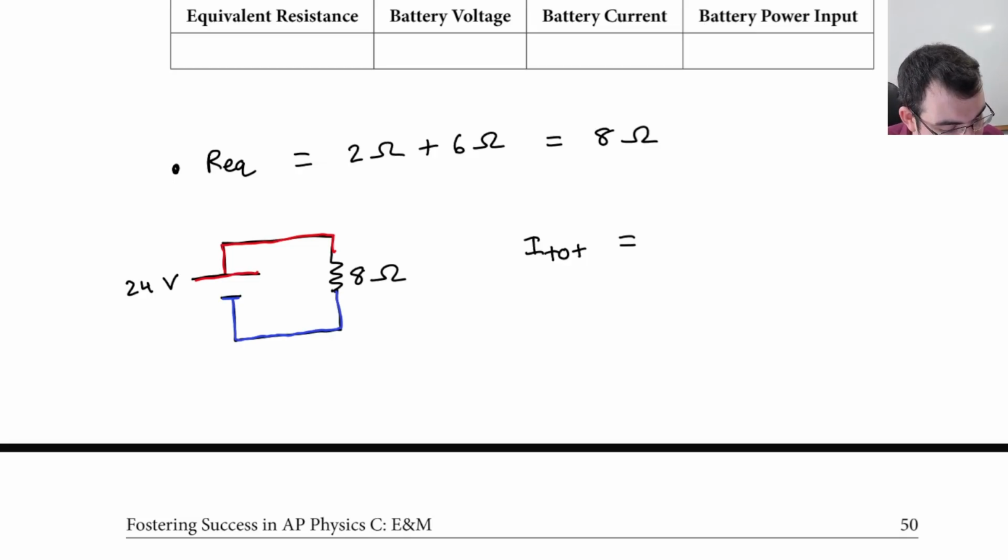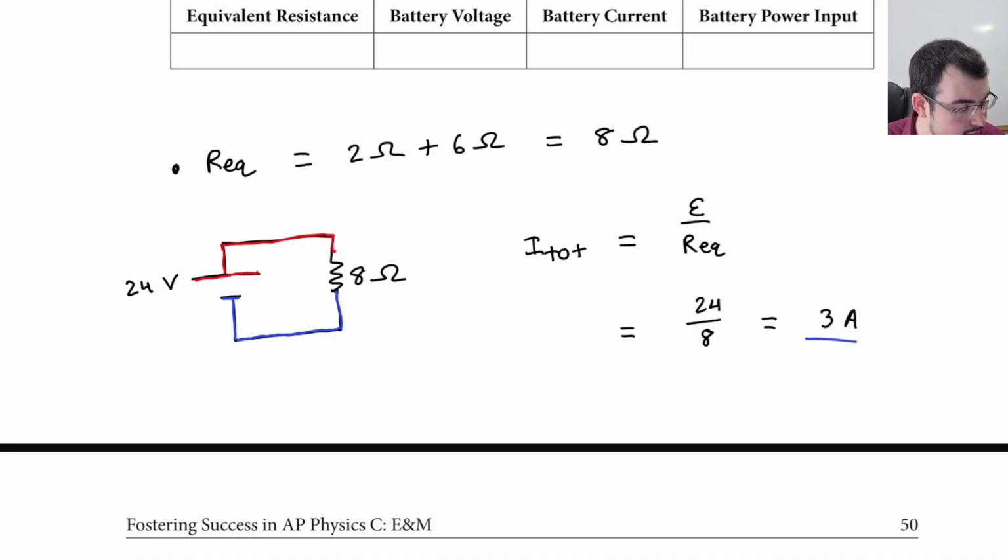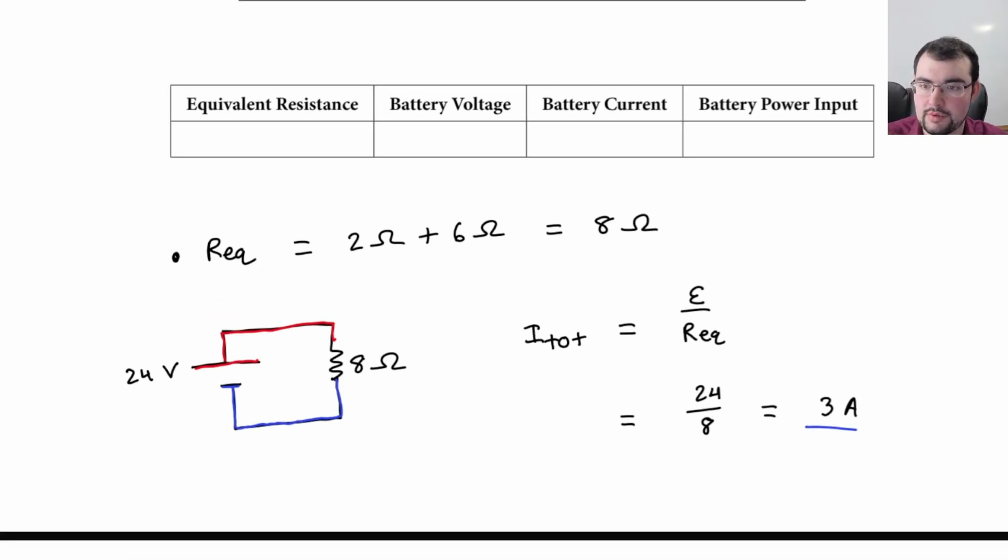We can use the fact that this is why we do REQ, because we can write the equation I total equals battery EMF divided by REQ. So that's just going to be 24 volts divided by 8 ohms. And remember, an ohm is a volt per amp, so we get 3 amps. And that unlocks literally everything about our circuit.